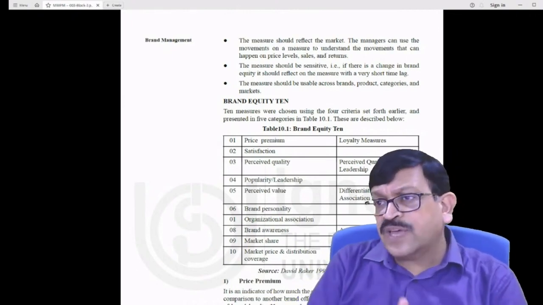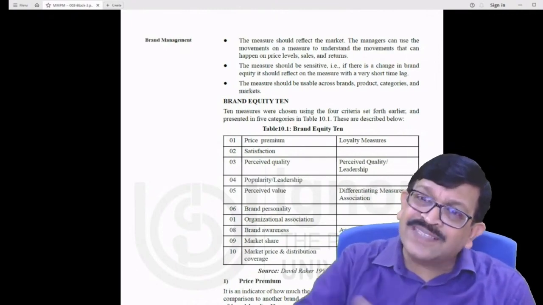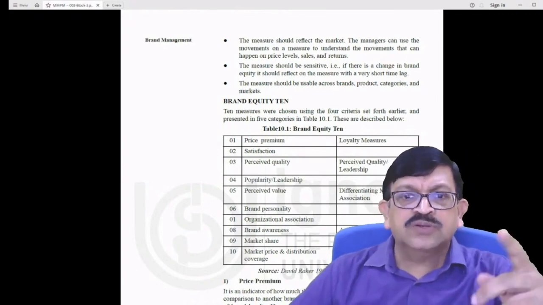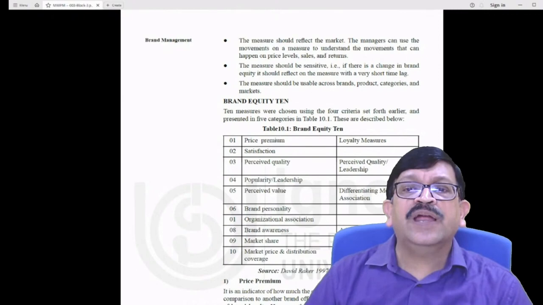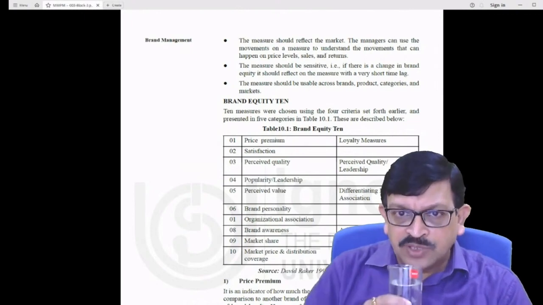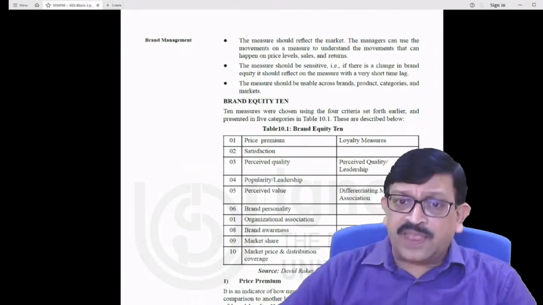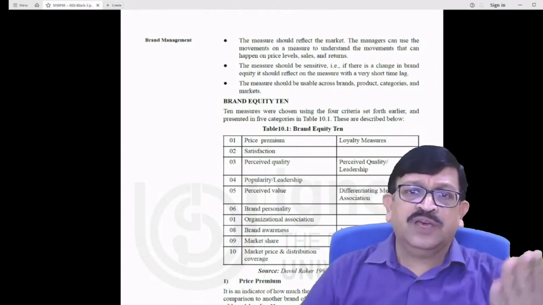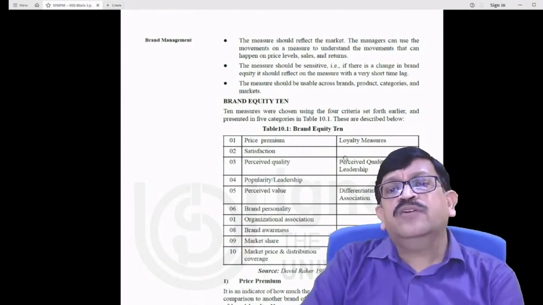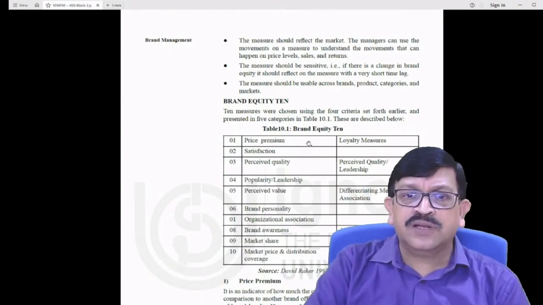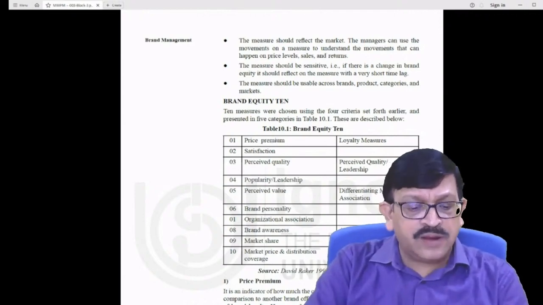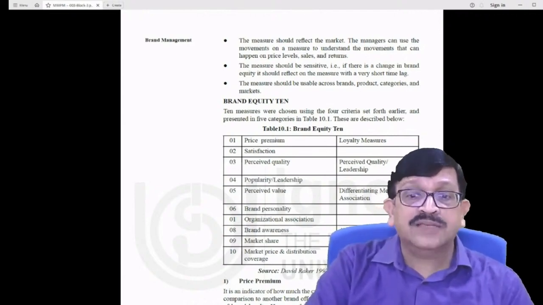And going across, can there be a situation where you can extend it to product categories and other markets over a period of time? We talked about brand extension. So these are captured in these 10 brand equity measures, which are built on the four criteria we have just talked about. First, price premium. It talks about loyalty measures. Why would anybody be interested in getting a price premium? Obviously, it represents the kind of loyalty the brand has. So it is a significant indicator of brand loyalty.